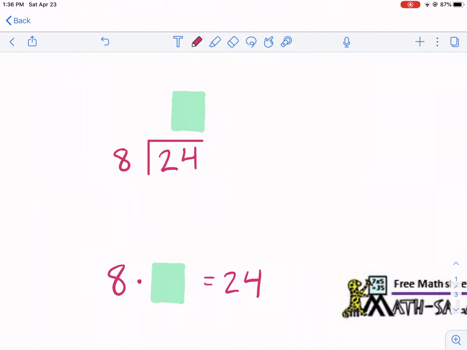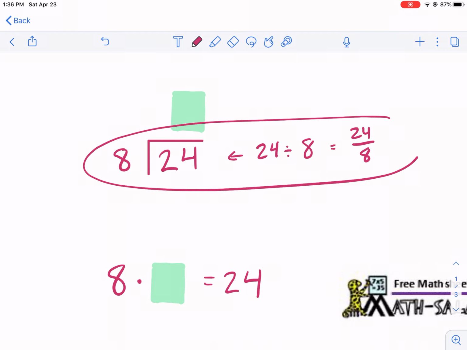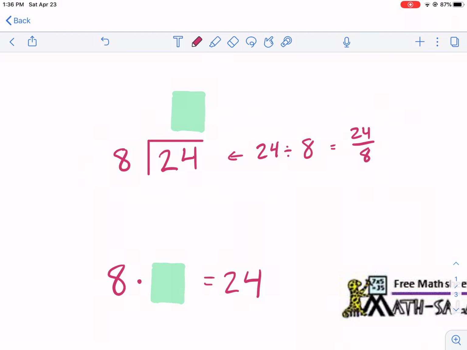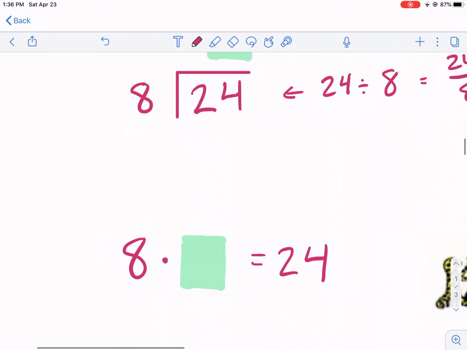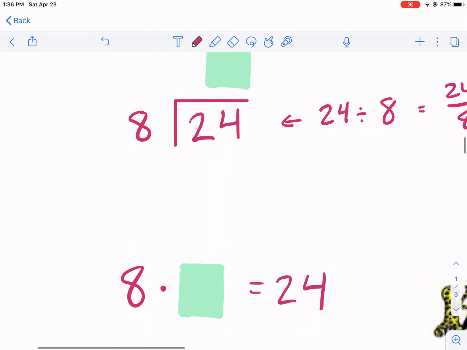So for example, we have this written here, and really this is the same thing as, let me move this over, 24 divided by 8, which is equal to 24 over 8 like this. So all three of these are the exact same thing. It's 24 divided by 8. What does that mean? Well, it's going in reverse of multiplication. We know 8 times something equals 24. 24 divided by 8 equals that same something.